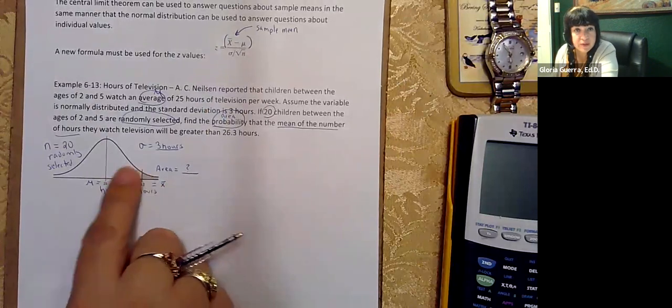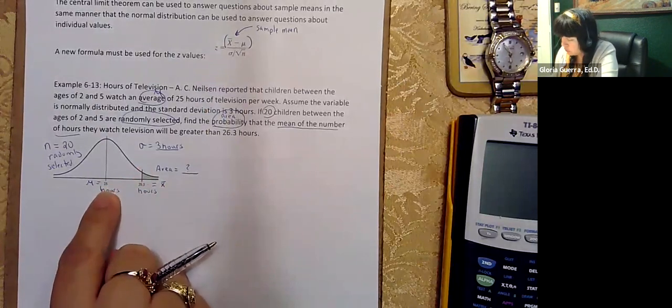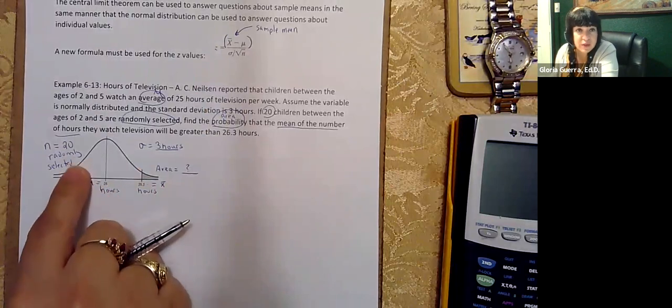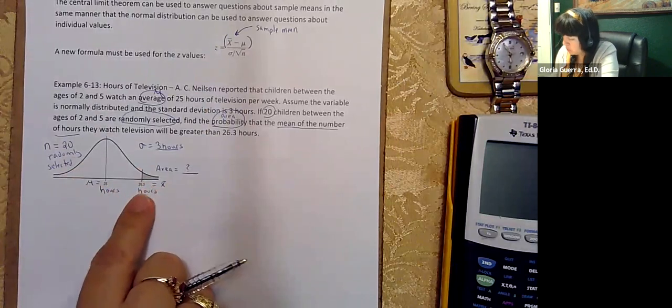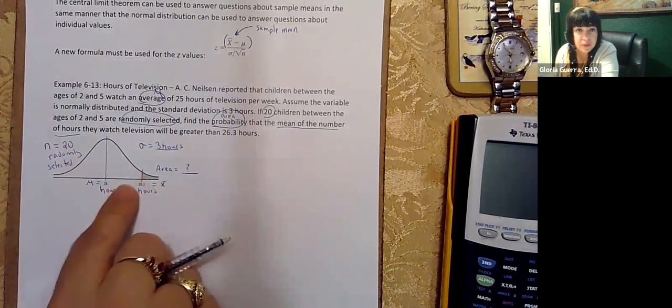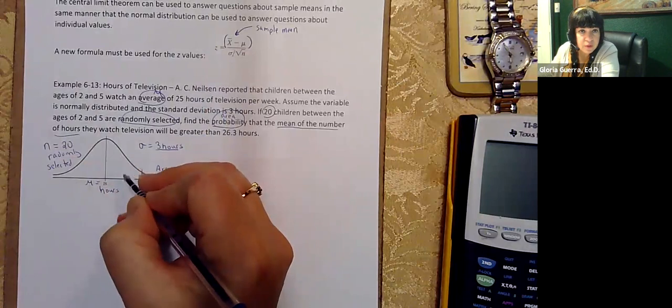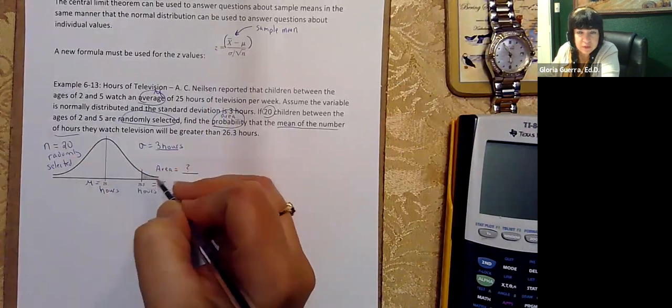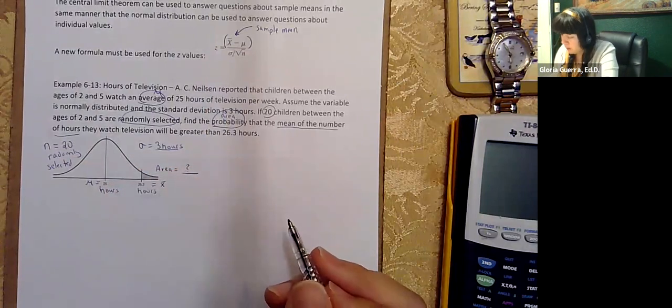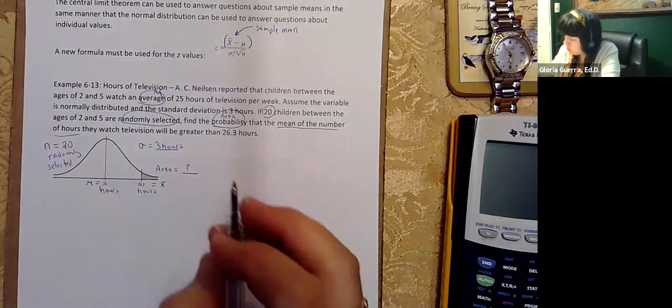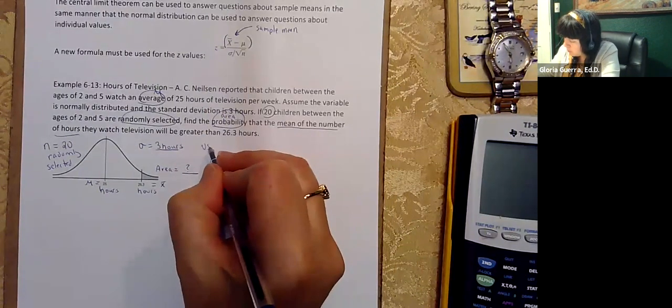This is a good place to put it, anywhere on the right side, because this is 25. You don't want to put it on this side. 26.3 is greater than 25, so it doesn't have to be right here. If you wanted to make the line here, you could, but it definitely has to be somewhere on the right side. All right, so we'll have to use a new formula.